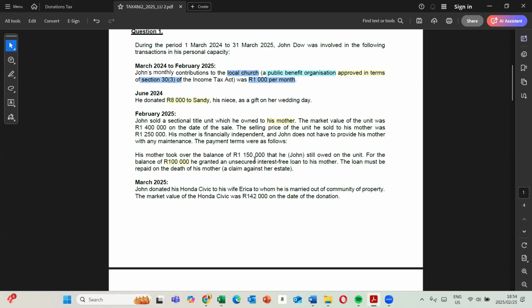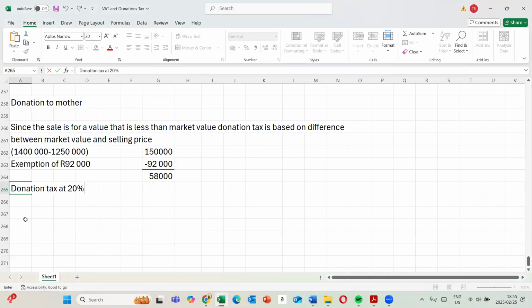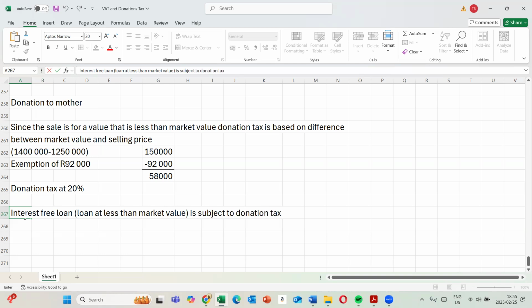Now I want you to understand, remember we spoke about if you give an interest-free loan, it's subject to donations tax. But under what circumstance? An interest-free loan, or a loan at less than market value, is subject to donations tax if the loan is granted to a trust.